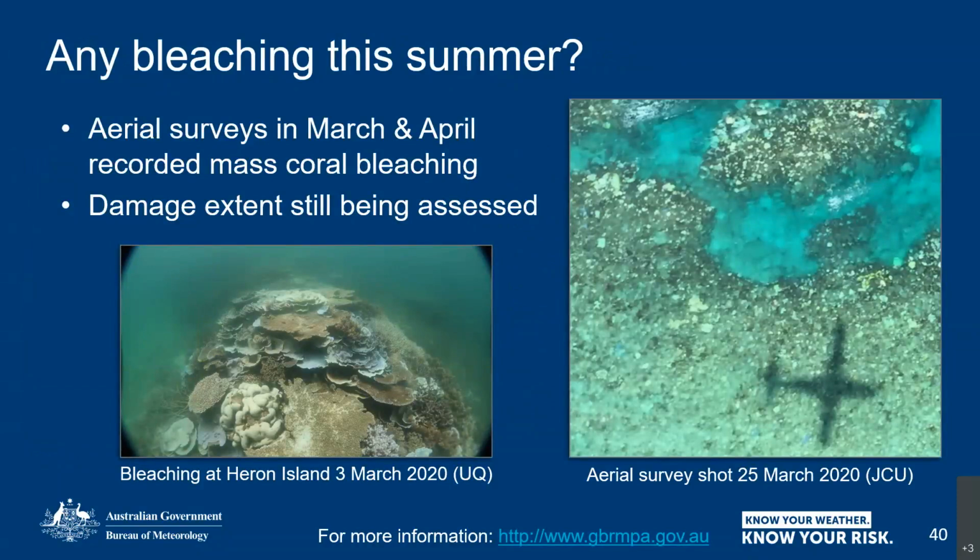They've just been completed. So that happened in March and April, and that was through James Cook University. The extent of the damage is still being assessed, but significant and widespread coral bleaching has been noted. On these two images, one is from underwater surveys done by the University of Queensland. That's a photo of Heron Island, and you can see the bleached corals there. And on the right is an aerial survey shot. You can see the shadow of the plane there.